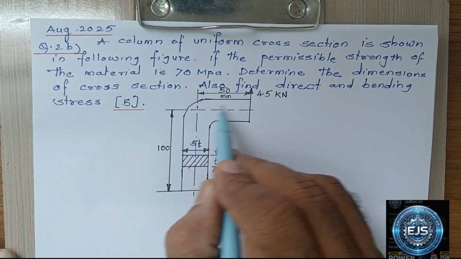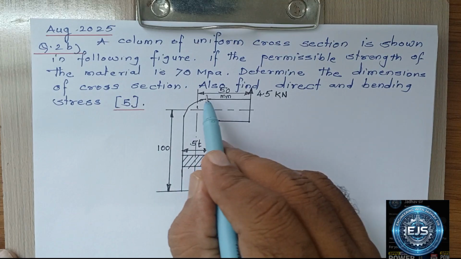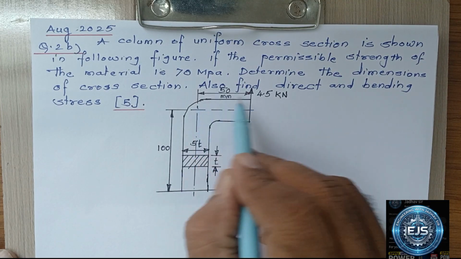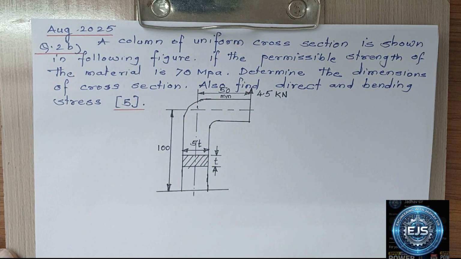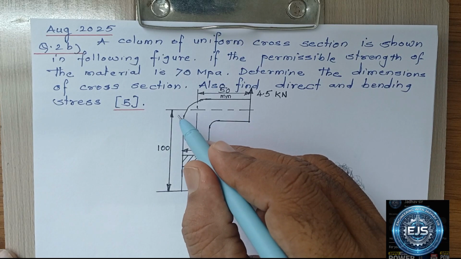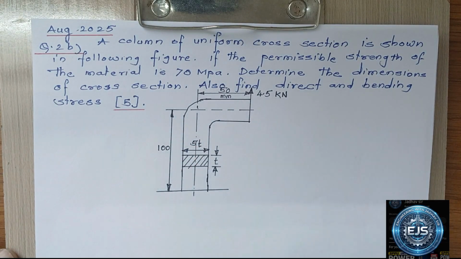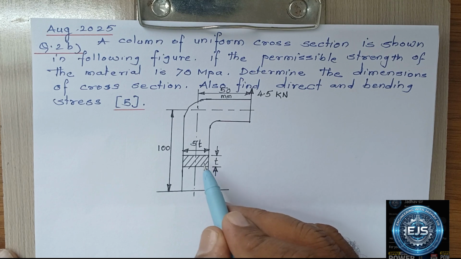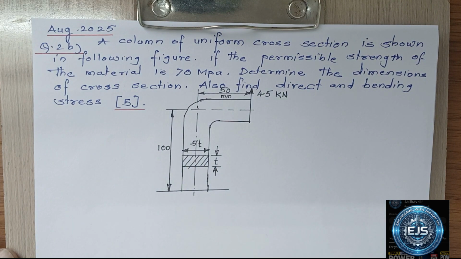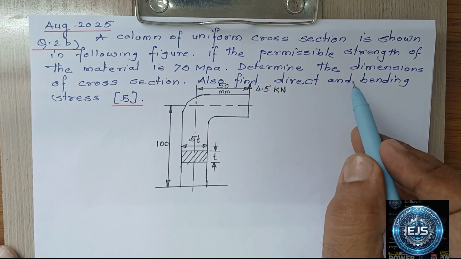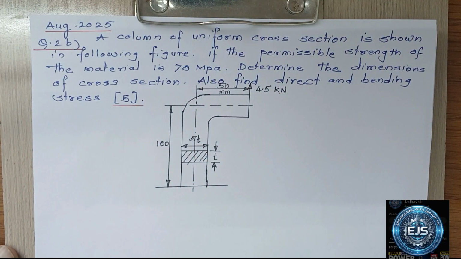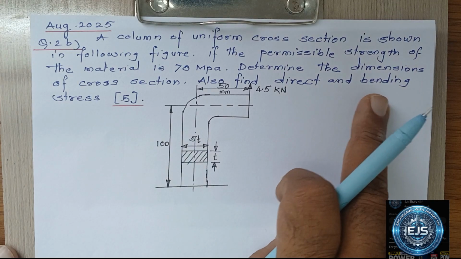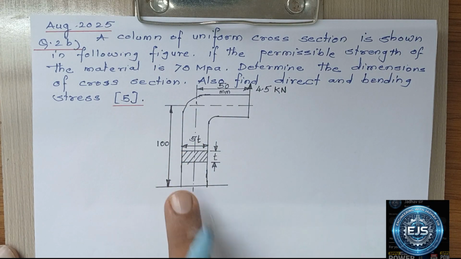And the distance of this load, 4.5 kilonewton, from the vertical center line is 50 mm. And the height of the horizontal axis is 100 mm, and the column is of rectangular cross section having width b equal to t and depth d equal to 5 times t. This is given in the problem, and it is asked that if the permissible strength of the material is 70 megapascal, then we have to find out the dimensions of the cross section of the column.